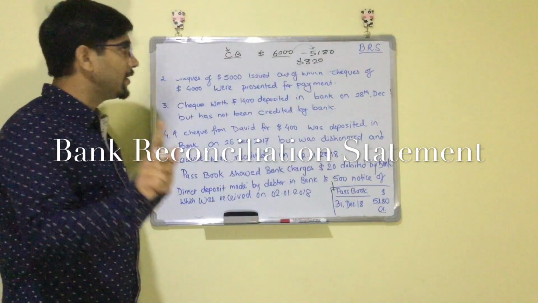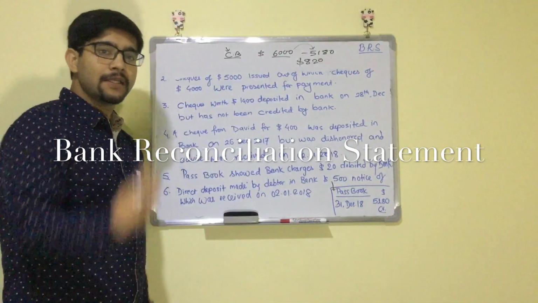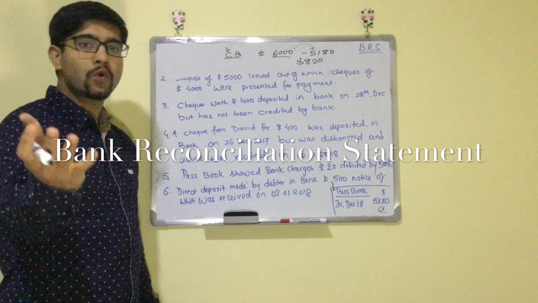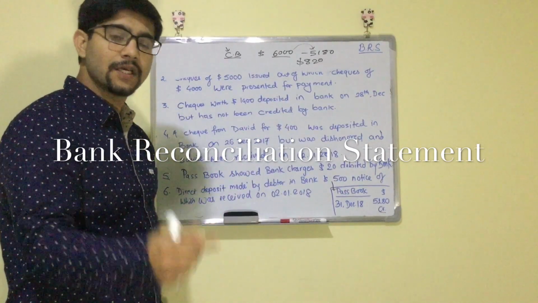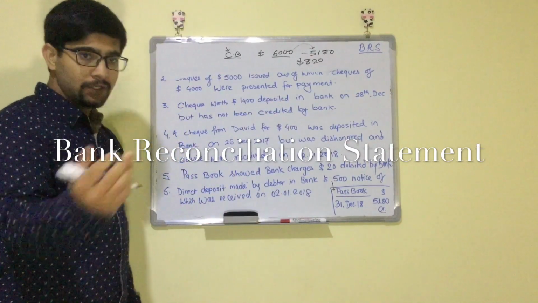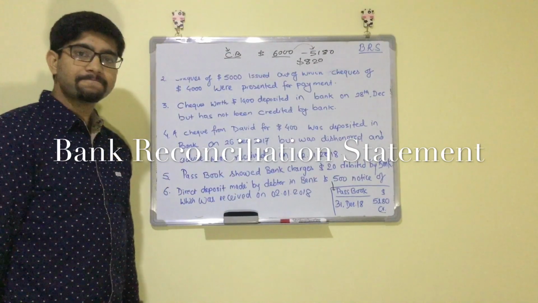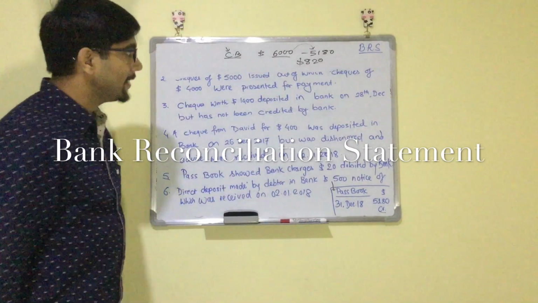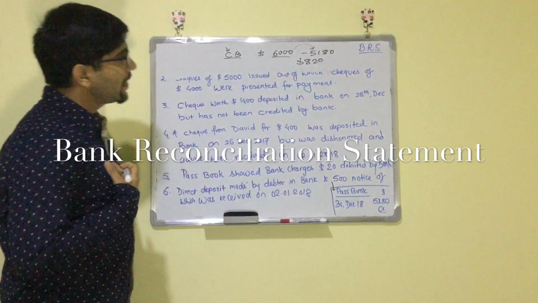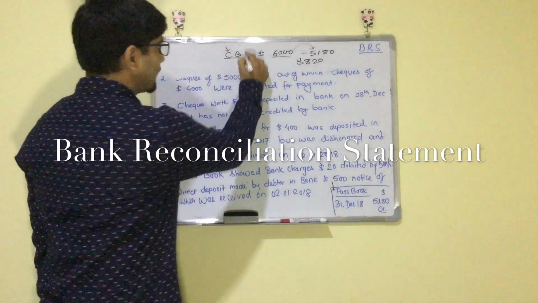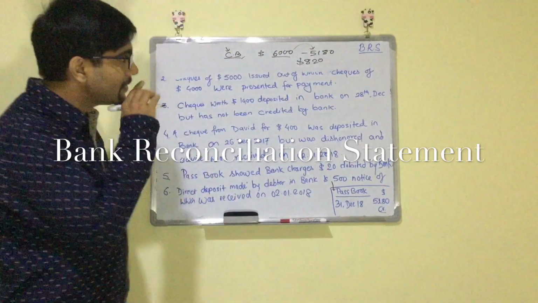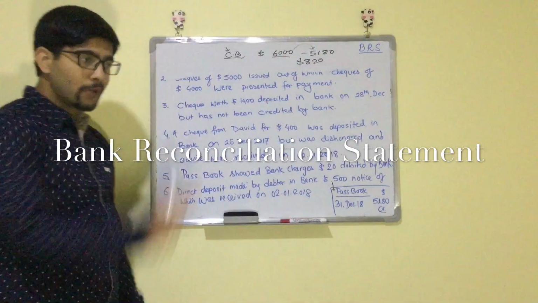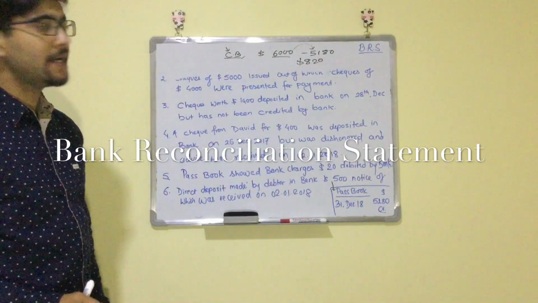But if the question provides you only the cash book balance, then you should start from cash book balance. You have no other option. And if the question provides you the passbook balance, you have to start from passbook balance. So we have a choice, guys. Let me begin with cash book balance, that means the balance shown by the entity, and we have to reach the passbook balance, showing the difference, the reason.